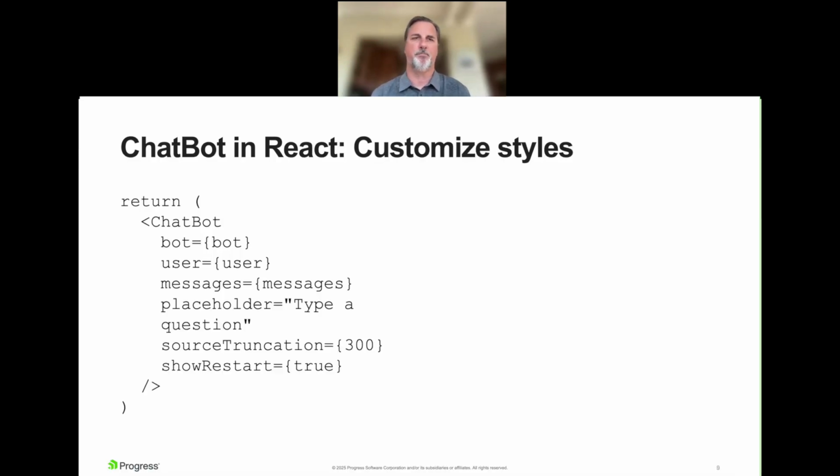You also have lots of options for customizing styling and adding additional information to the chatbot. For instance, we can add custom names and icons. We can seed the conversation you see in the UI with introductory messages, add placeholder information, truncate the sources when they're above a certain length, and show a restart button that'll allow you to clear the conversation in the UI. So let's see that working.